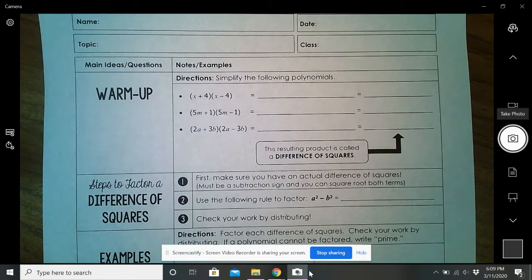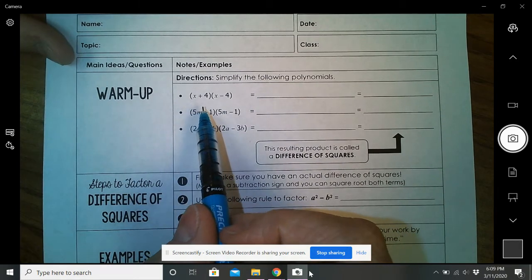Hi everybody. In this video we're going to look at a new type of factoring called a difference of squares factoring. And to warm up we're going to look at some distribution again, because remember, factoring is just the reverse order of distribution. You're undistributing. So let's take a look at these three warm-up problems.